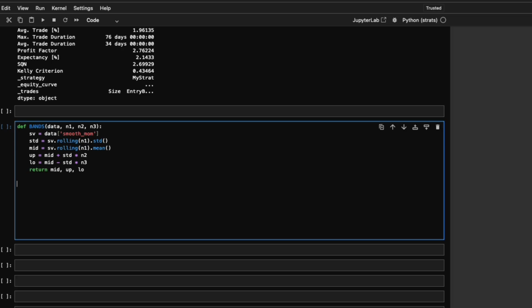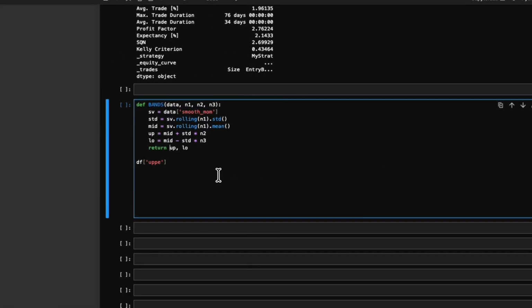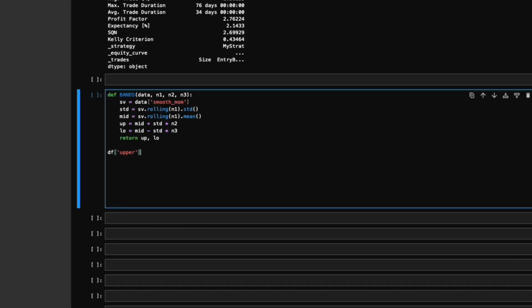There we go. So if we create 3 new values, actually I'll just do 2. In fact, let me get rid of that, and I'll just get the upper and the lower. I should prepare this better, shouldn't I? So that would be equal to bands, and then we're going to tell it where to find smooth MOM, which is in DF. And then we'll just do a standard Bollinger Band for now, and we'll see how that works out.